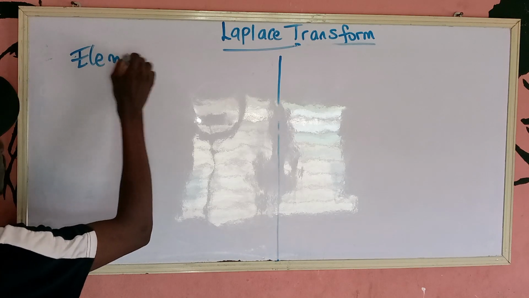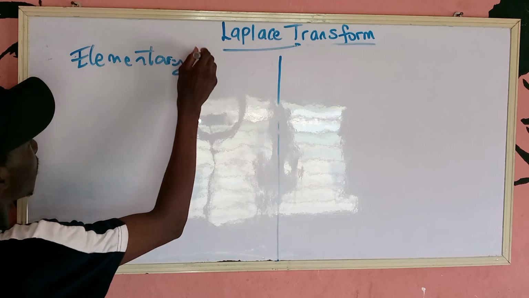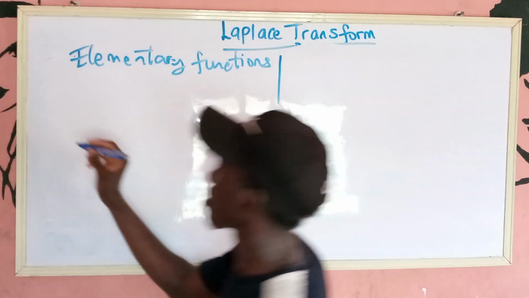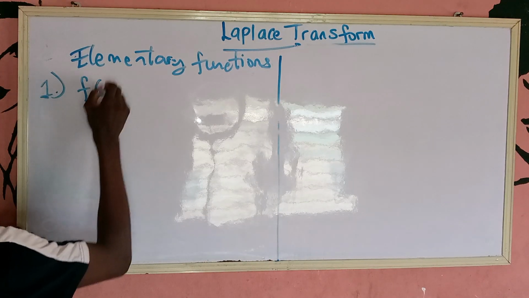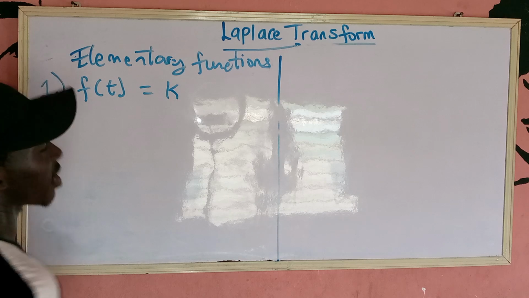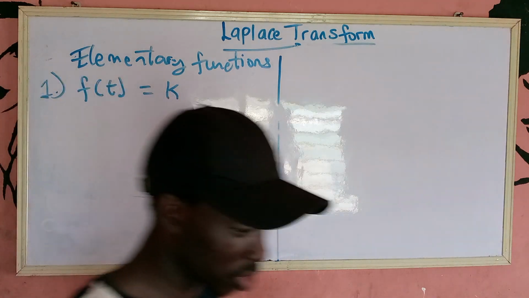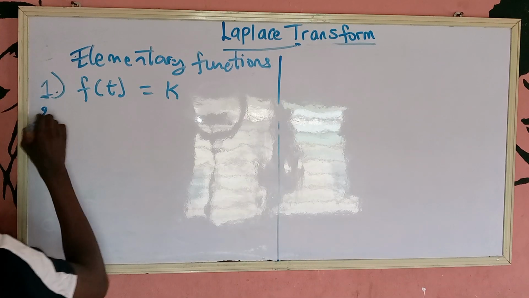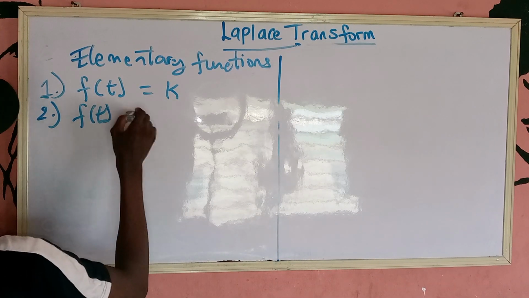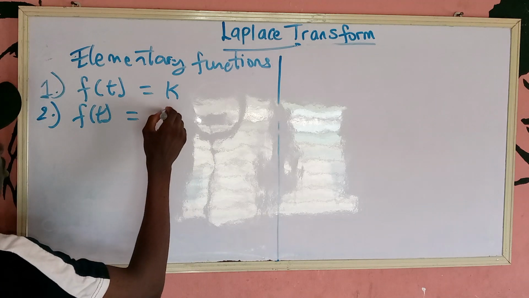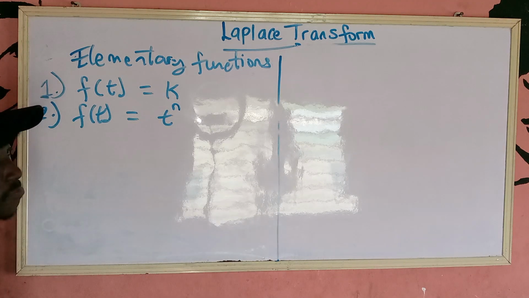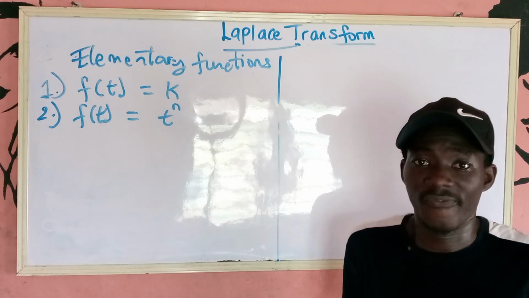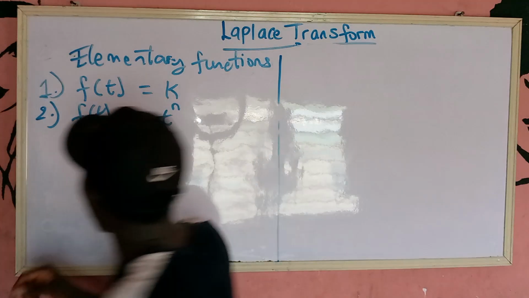Elementary functions we have: one is when you have a function that is equal to a constant. So let's assume we have a function equal to a constant. What is the Laplace transform? We can also have another function where we have t raised to power n. For example, that is also another function of t. Function of t can be anything.